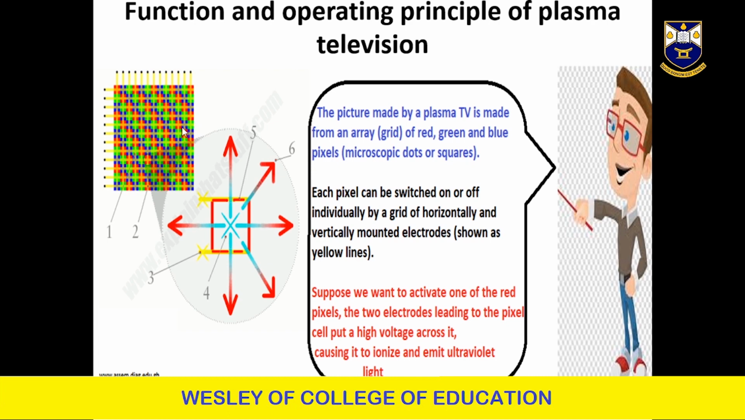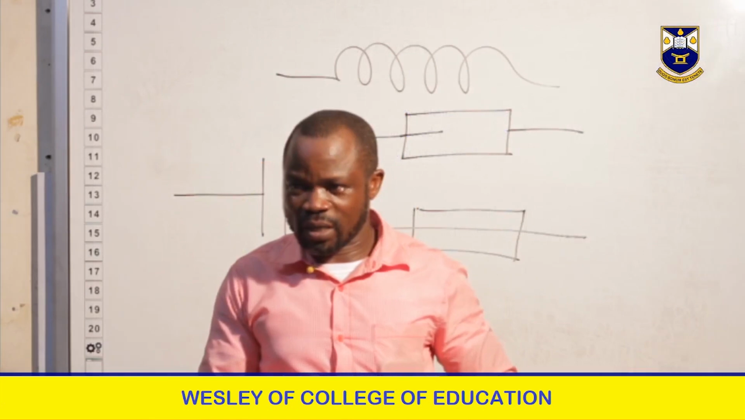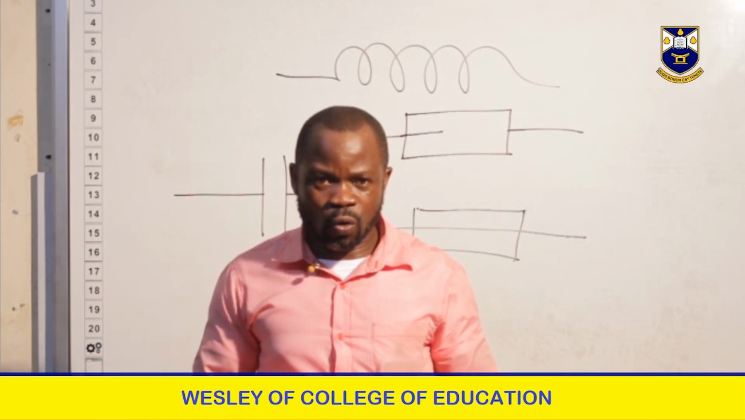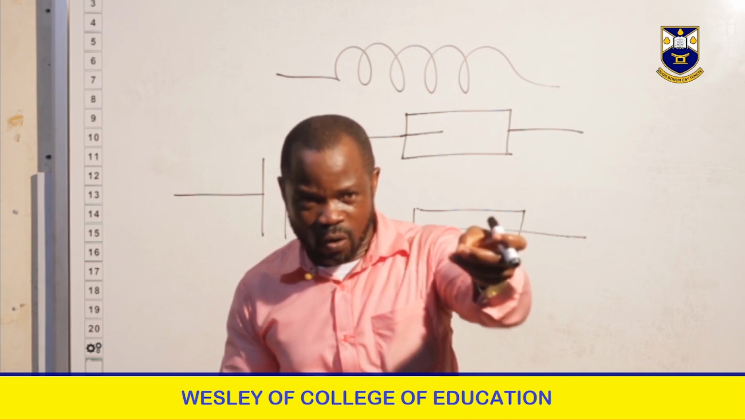These electrodes, both horizontal and vertical ones, have the ability to touch a particular pixel, whether red, green, or blue. Now, suppose we want to activate one of the red pixels, and in that case somebody is wearing red and wants to take a video shoot, so that red has to appear on the screen.